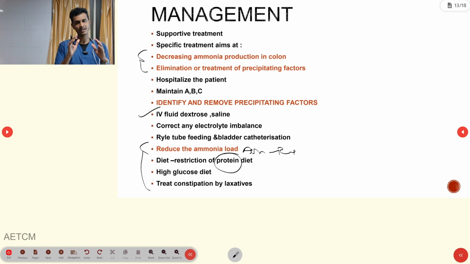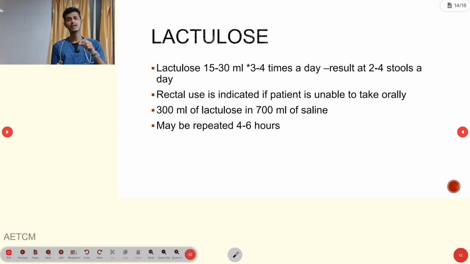However, we should not completely stop the protein diet. The body needs some amount of protein, so we reduce it, and at the same time we increase the glucose diet. This is one of the things. And then you have to treat the constipation with laxatives. So how are we treating the constipation? The first foremost step is lactulose, or syrup Duphalac. That lactulose is what we use to treat the constipation. Here we have to aim for 2 to 4 stools per day.